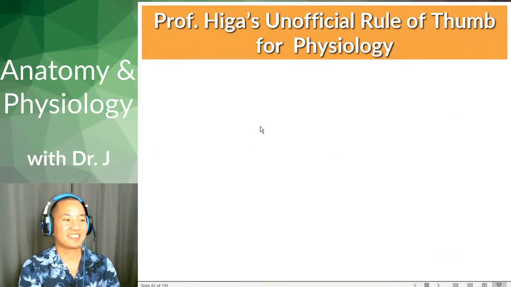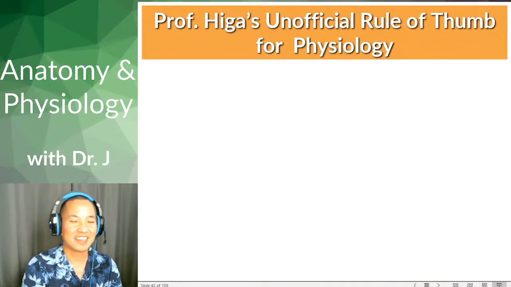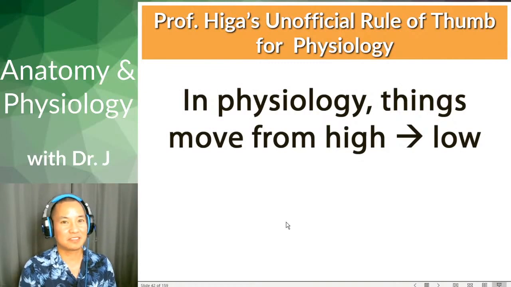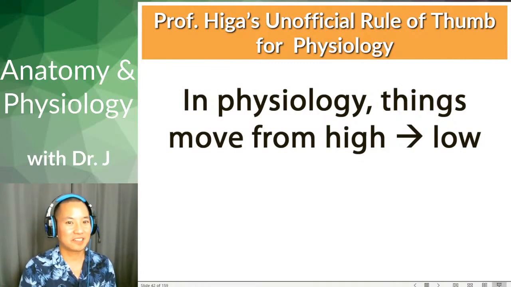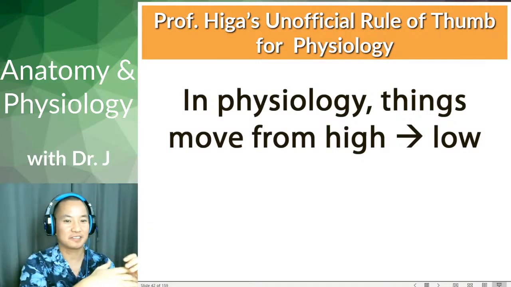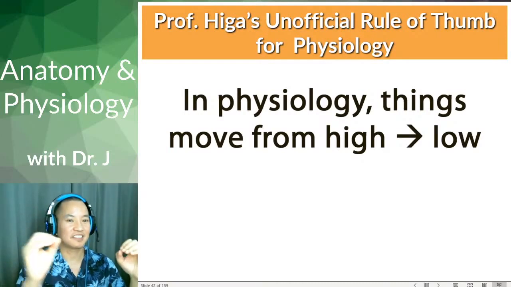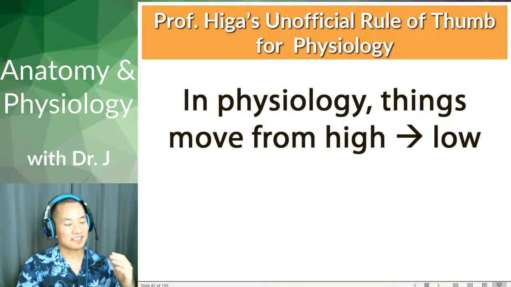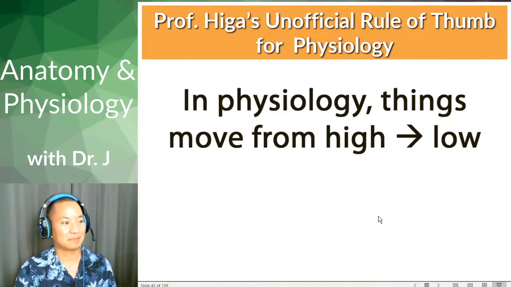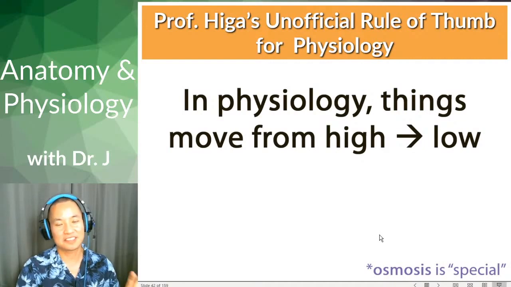All right, so this is my unofficial rule of thumb for physiology. In terms of passive transport, your body loves to maintain homeostasis, right? This is what I call the high to low rule. In physiology, things tend to move from high to low. If you have a high concentration on one side and a low concentration on the other side, things tend to flow to the low concentration. If you have high pressure on one side and low pressure on the other side, things tend to flow to the low pressure. This actually carries you a lot through these physiology concepts, especially when you get to PHYL 142. This concept applies to many things. Osmosis is a little special.